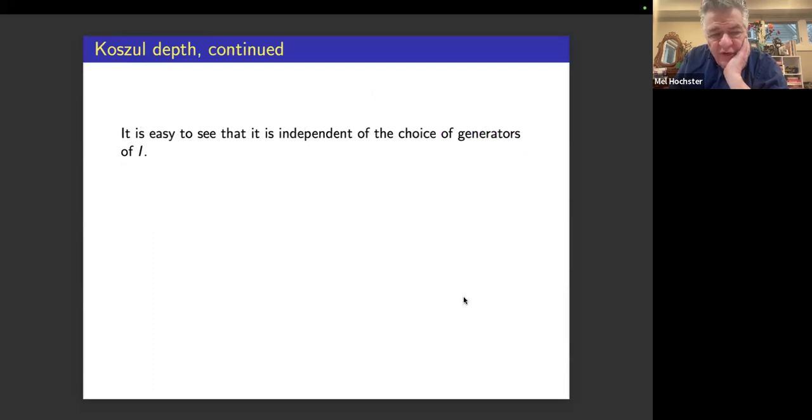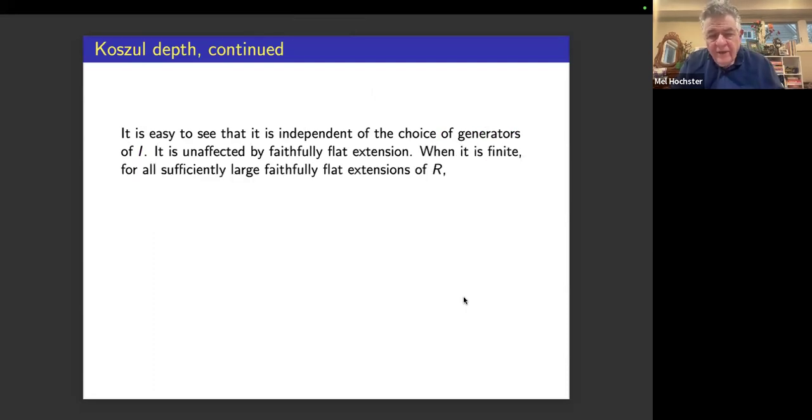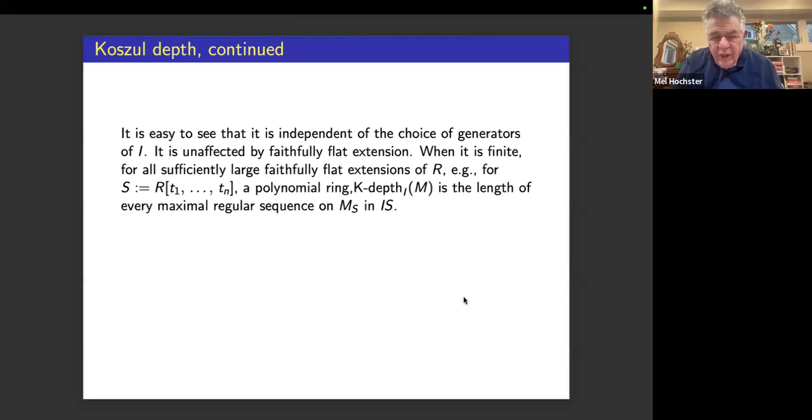And it's independent of the choice of generators of I. So this theory is now in the non-Noetherian case. It's unaffected by faithfully flat extension. And when it's finite, you can't find regular sequences if you just stick with R. But if you make a large enough faithfully flat extension, for example, a polynomial ring in n variables over R, it's the length of every maximal regular sequence after you make the faithfully flat extension.